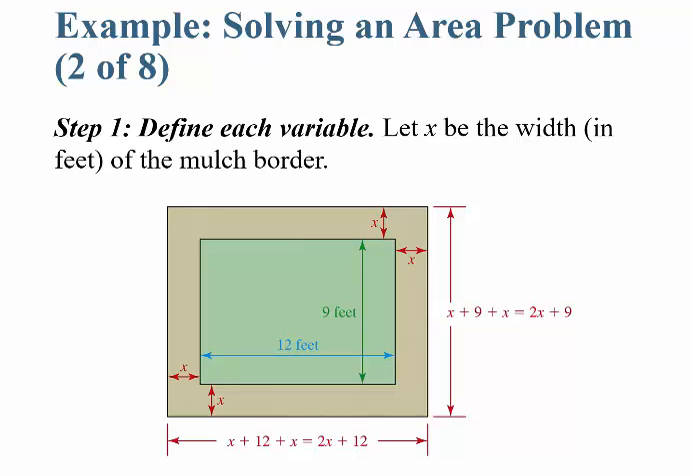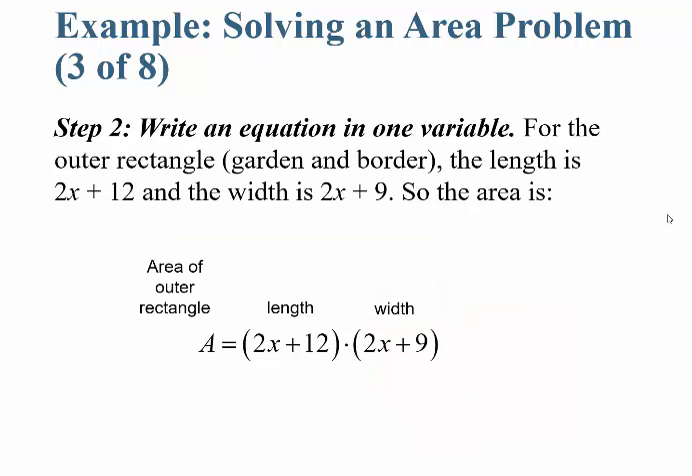First thing we want to do is define a variable. So this person has a garden 9 feet by 12 feet. And what they want to do is form a nice border around it, okay? So the mulch has enough for 100 square feet. Well, this length here, you have the x on each side, so you're going to take x plus 12 feet plus another x, which gets you 2x plus 12. The width here is 9 feet plus an additional x, some unknown value, and an additional x over here. So I'm going to let x be the width of that mulch border. So I have 2x plus 12 for one side and 2x plus 9 for the other side.